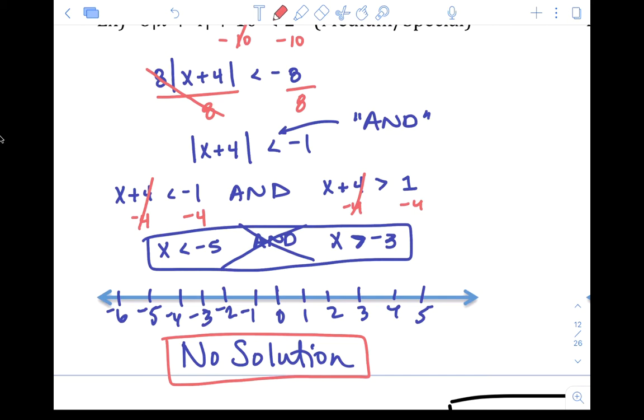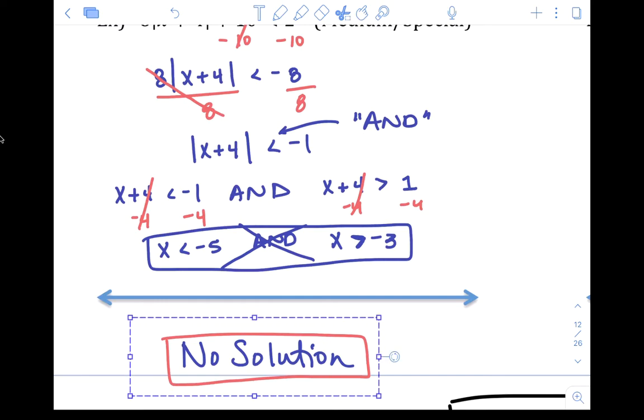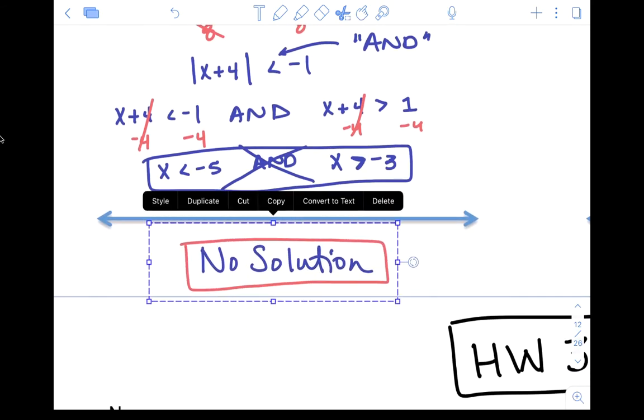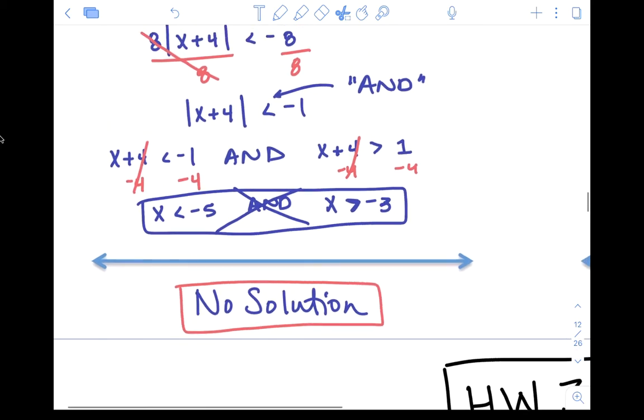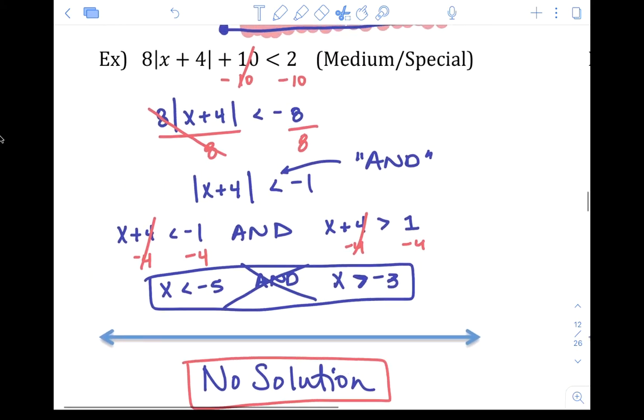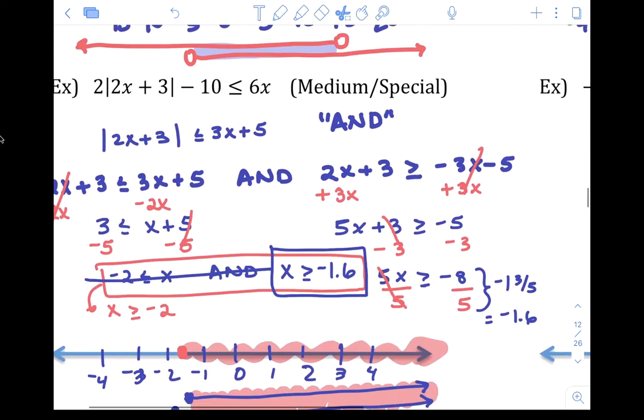And if you really wanted to, I don't know why you would, it's not that big of a deal, but you could certainly leave it completely empty if you really wanted to. That's just up to you. No hash marks, whatever you want. Okay. So those are our two examples of special cases with ands. So now it's time to go back and do some special cases with ors.